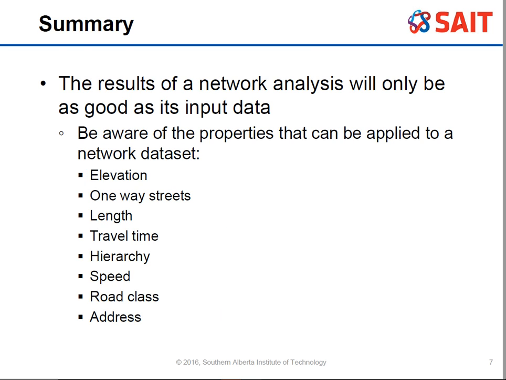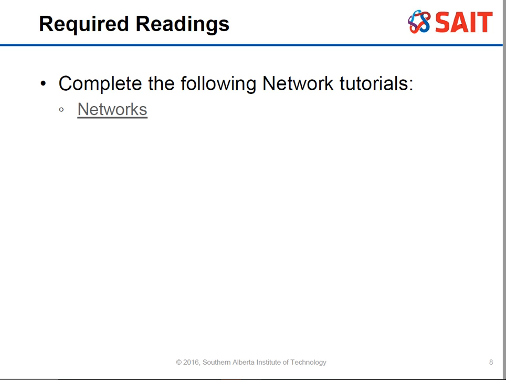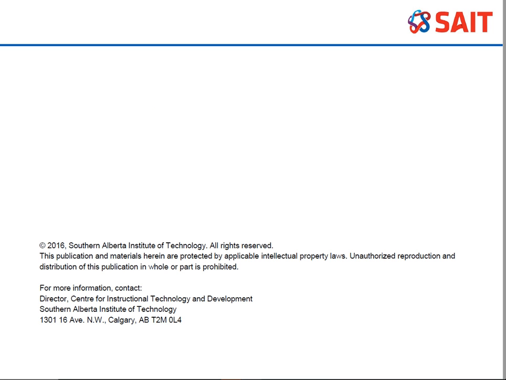So in summary, the results of a network analysis are only as good as its data, right? So be aware of the properties that can be applied to a network data set. So we can apply elevation, one-way streets, length, time, travel time, hierarchies, speed, road class, and addresses. All of that can be applied to a network, and so it makes it a very complex analysis when you start incorporating everything. So go ahead to the same network tutorial as the previous one. And that is everything for this one. So I will be back for the last objective.